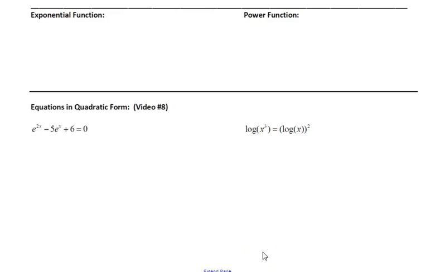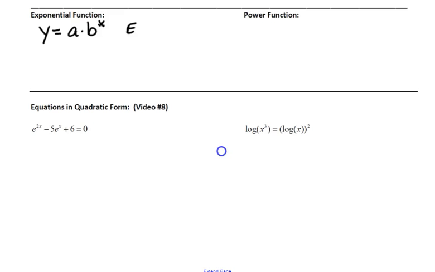I probably should have just combined this video with the previous one, but video number 7 is just going to briefly tell you the difference between an exponential function and a power function. An exponential function has y equal to a times b to the x. X is the variable and a and b are specific numbers.